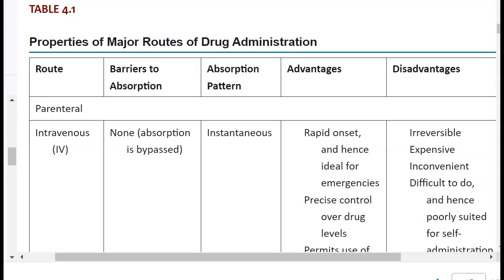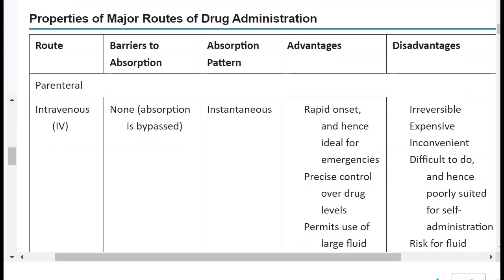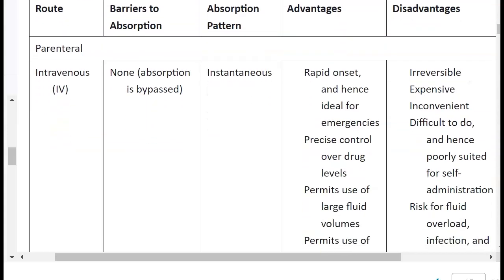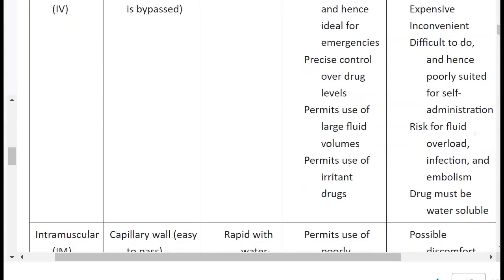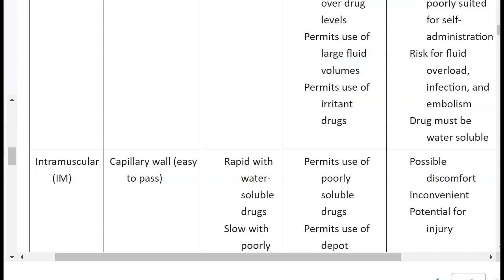Table 4.1 in your book, remember some of these concepts to review, have them fresh in your mind. IV is instantaneous. There's many advantages. It does have a disadvantage. It's irreversible. Once you push that drug, it's not coming back out, right? It's inconvenient because you need an IV. There's risks associated with it: fluid overload, infection, possible embolism. And then the drug has to be water soluble.